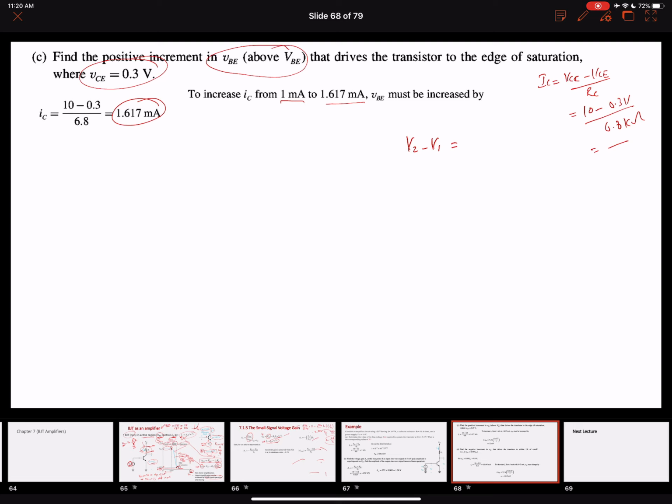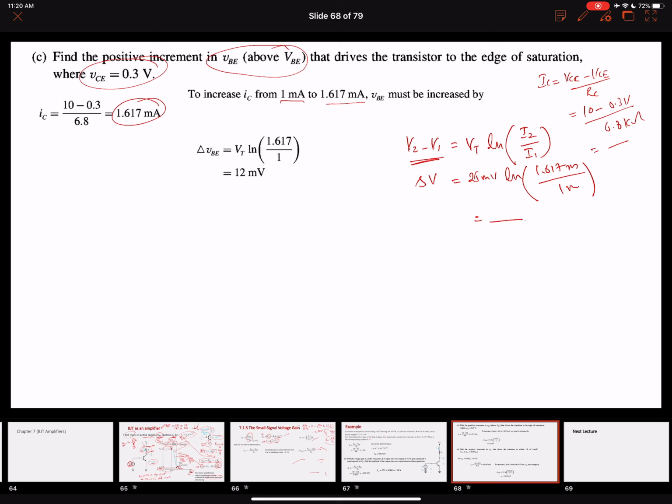we can find the change in voltage with respect to the change in current by using this formula. You are interested in finding the change here: natural log, this is 25 millivolt, natural log of I2, 1.617 milliamperes, over 1 milliampere. If you solve this, you will know the change in the VBE required when the collector current changes from 1 milliampere to 1.617 milliamperes.